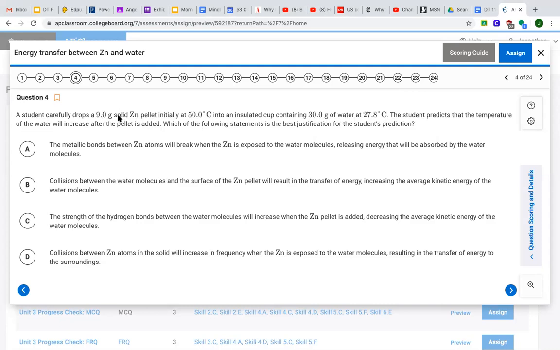Okay, so here's what you need to understand. This is a 9-gram solid zinc pellet. So this is just solid zinc. It's not going to react, right? It's a hunk of metal, and it's at 50 degrees Celsius, and you're going to drop it into water, right? And so the water is at a lower temperature, 27.8 degrees Celsius. Okay, so what's going to happen? All right, so give yourself another 90 seconds to think through the answers. Hey Siri, set timer for 90 seconds. Your timer is set for 1 minute and 30 seconds.